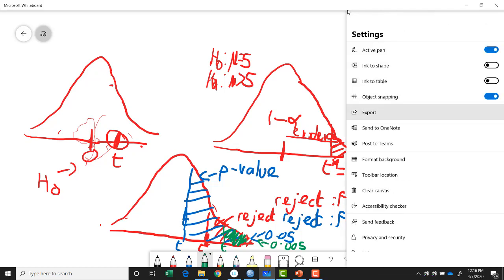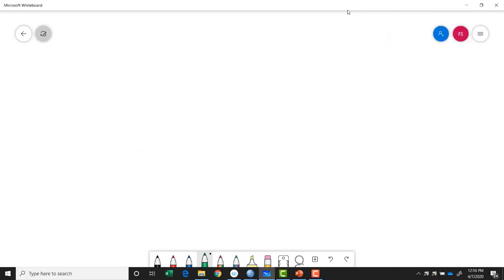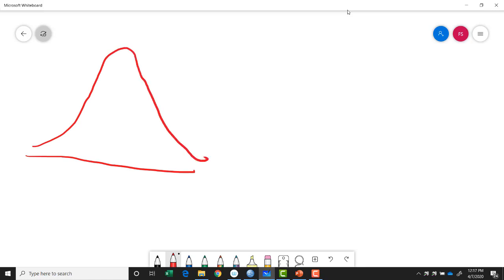Okay, so now let's go back to red, and let's do the other direction. And again, let's just go with my length of stay example. So we'll stick with mu naught equals 5.